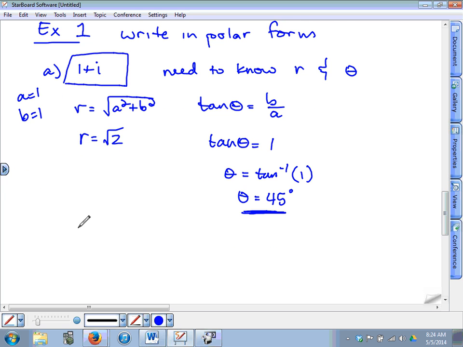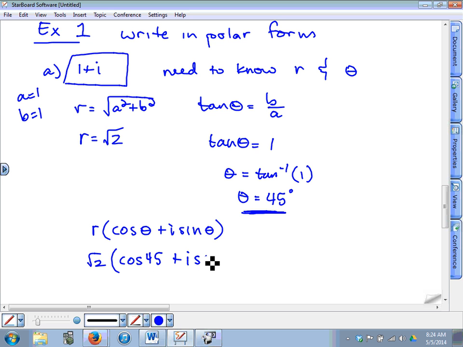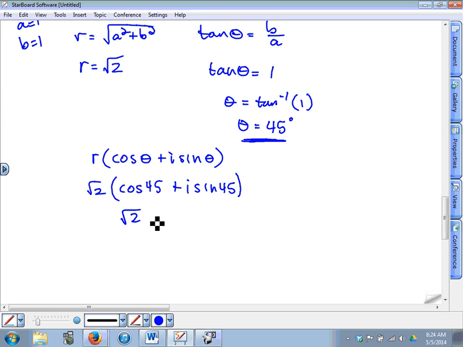its true polar form. So in polar form, a complex number is r parenthesis cosine theta plus i sine theta. So this is going to be square root of 2 times cosine 45 plus i sine 45. You can leave it like that if you want. I would say it would be easier just to write it like this: square root of 2 CIS 45. This is the complex number in polar form, or trig form. Other textbooks might call it trig form.